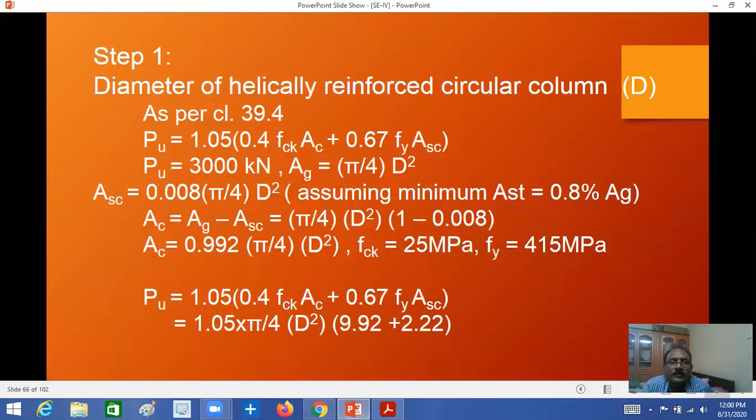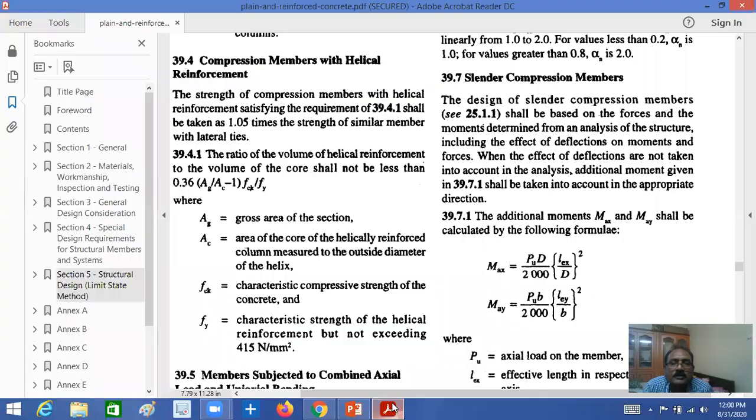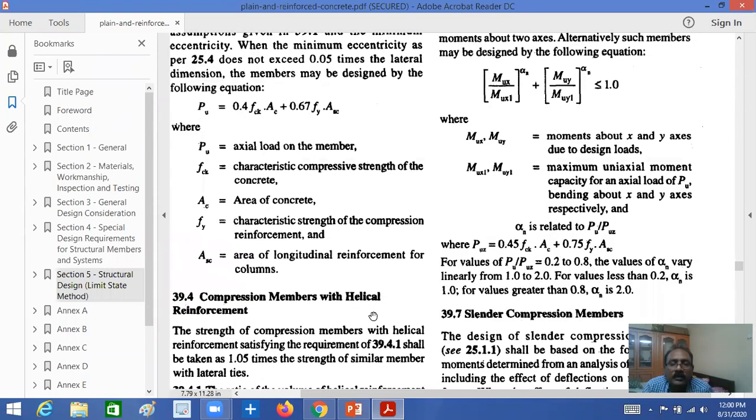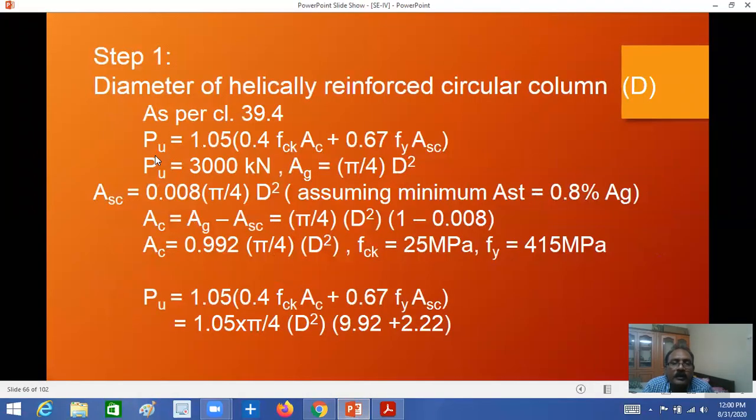Now how to calculate? As per Clause 39.4, what is given is 1.05 multiplied by this equation. Pu equals 1.05 into 0.4 fck Ac plus 0.67 fy Asc, where fck is the characteristic strength of concrete, Ac is the area of concrete, fy is the characteristic strength of steel, that is a maximum of 415, and Asc is the area of compression steel. In the problem the factored load Pu is given, that is 3000 kilonewtons.